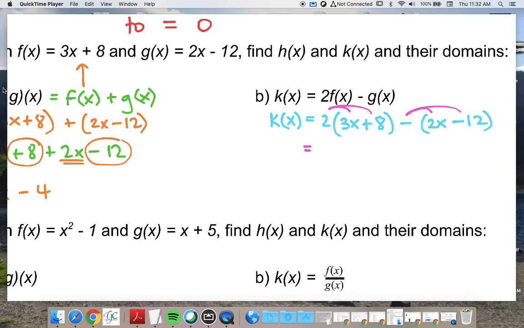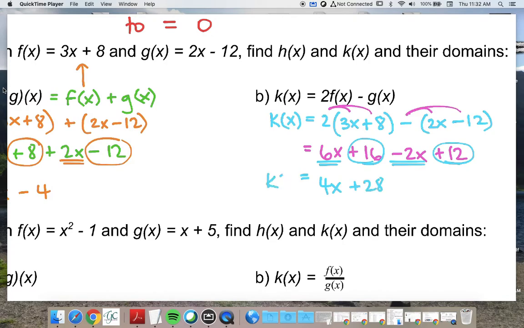So in this case, we'll distribute that 2 to get 6x plus 16, and then we'll distribute the negative so that we get negative 2x, and then negative 12 becomes positive 12. And then we'll finish up with combining like terms. So 6x minus 2x gives us 4x. And then our constants, 16 plus 12 gives us 28. So that k of x is equal to 4x plus 28.